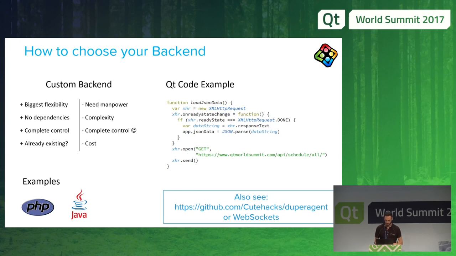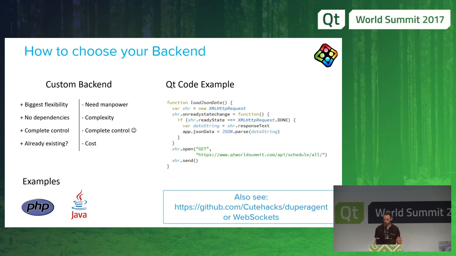How to access backend code? This is just a small code snippet showing how you can use XML HTTP requests. I guess you are all familiar with how to do this with QML. There are also other ways, like using WebSockets. Or if you're doing this from QML, I would highly recommend checking out this Drupal agent GitHub repository. It really makes things with HTTP requests and REST APIs a lot easier.